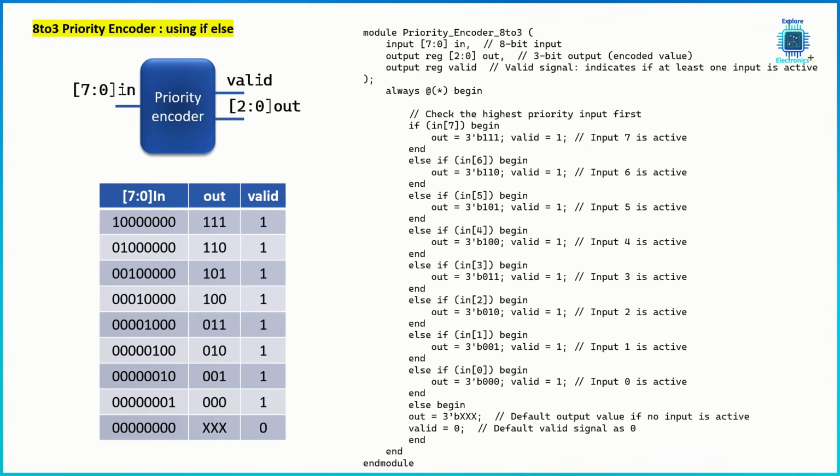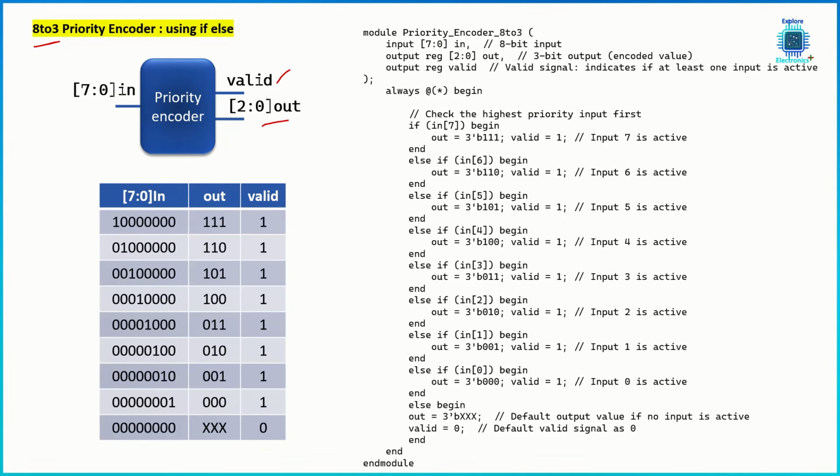We have one more example here, that is the priority encoder, an 8 to 3 priority encoder. Here 8 bits of inputs will be there and a 3-bit output, and one output is a valid signal, meaning whenever a valid input comes, only then we say valid is equal to 1. So the behavior of the priority encoder is that we have 8 inputs that should be encoded to 3 bits depending on the priority.